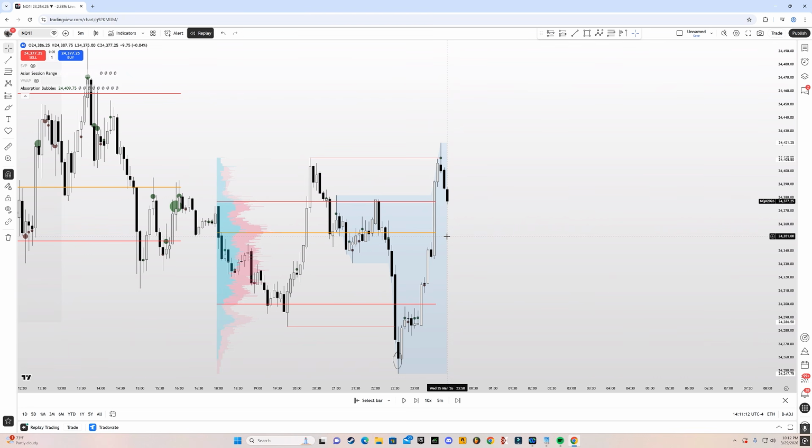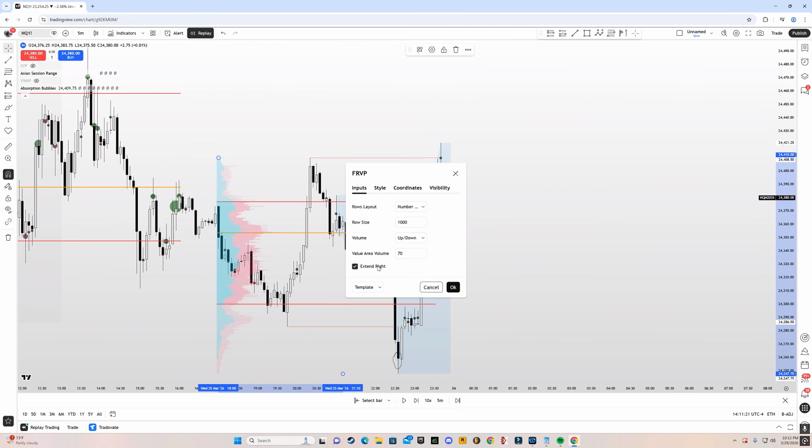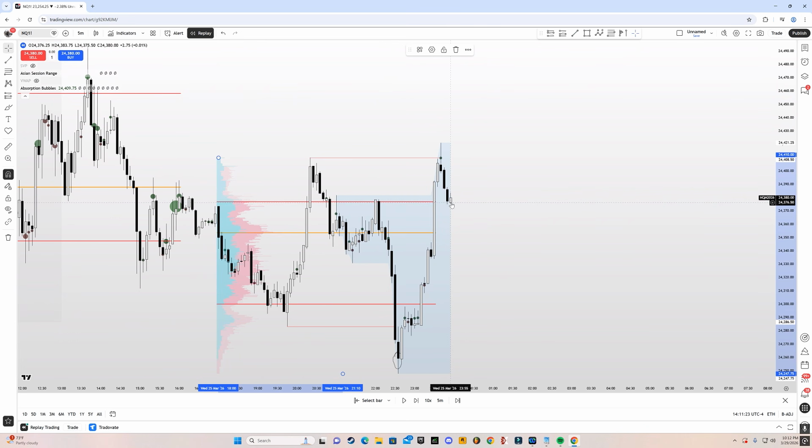Let's give it like 5 seconds to settle down. The volume profile is a bit glitchy sometimes on replay mode, guys. Can't really do anything about it. Actually, it's not developing. Okay, actually, it is developing. It is developing. Don't worry.